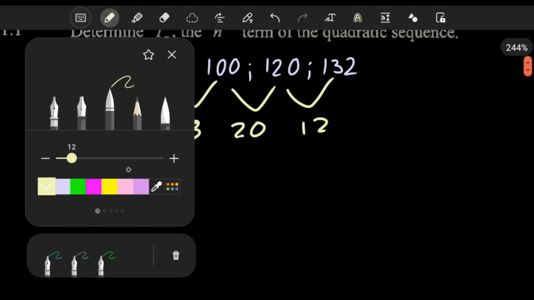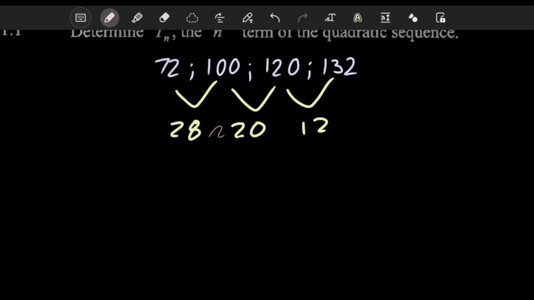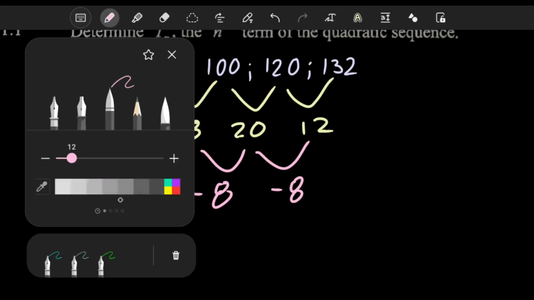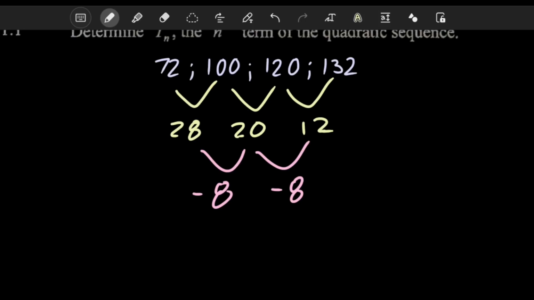Anyways, so here you have your sequence of first differences. You need a sequence of second differences. You see, this is your sequence of first differences, and then your second difference is going to be common. So here you do the same thing. 12 minus 20 is going to give you a negative 8. 20 minus 28, also a negative 8 as expected, because as long as you're dealing with a quadratic sequence, you should always get a second common difference.